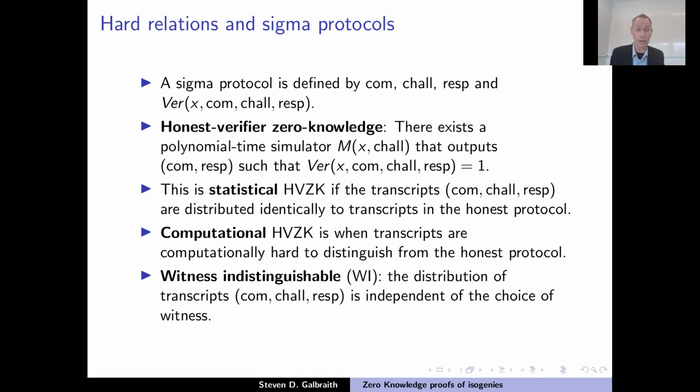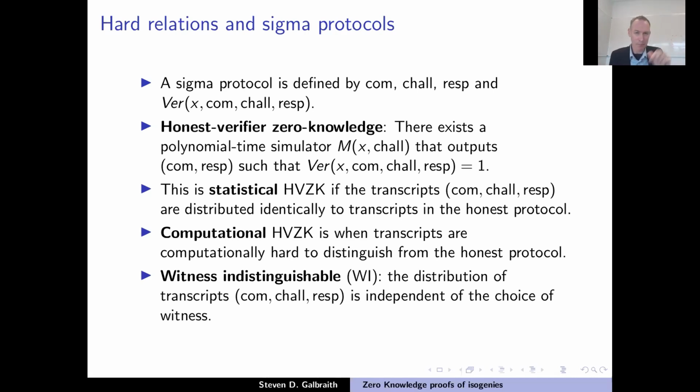And we'll see in this talk examples of statistical zero knowledge, where the transcripts are identical or very closely distributed to the real transcripts. But also, unfortunately, with isogenies, we have schemes that are only computational zero knowledge. So we can simulate transcripts without knowing the witness. Yeah, I guess the thing I should stress, the simulator does not know the witness, right? Obviously, if you know the witness, you can run the protocol.